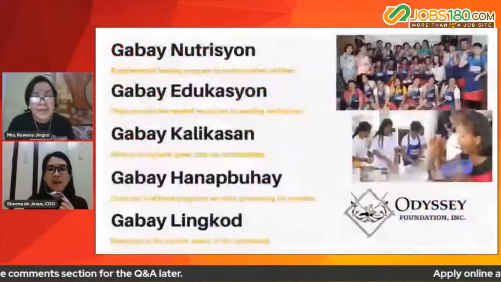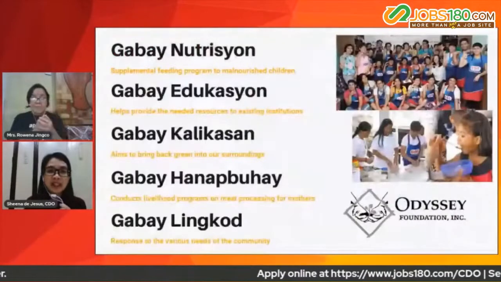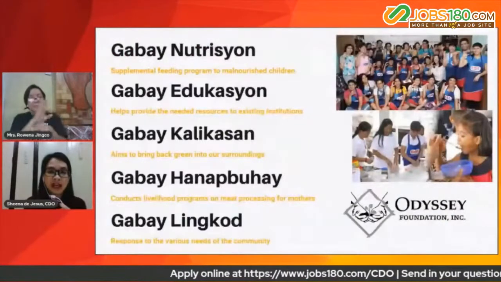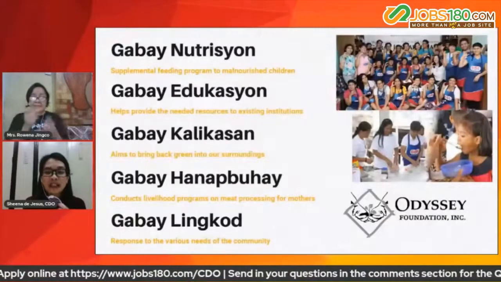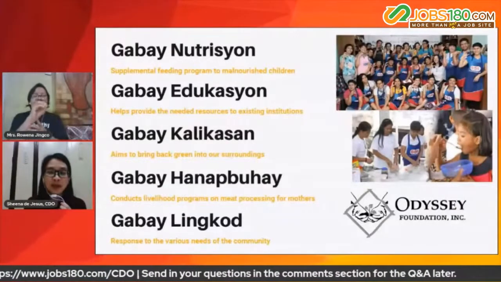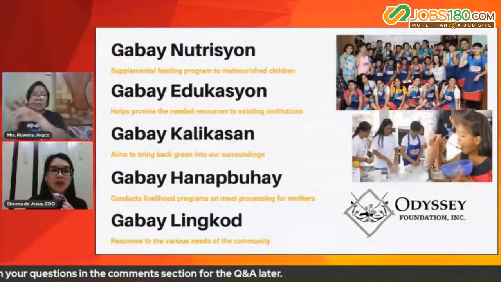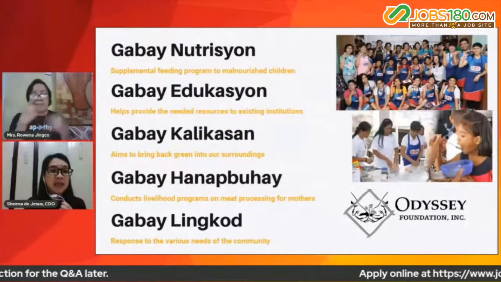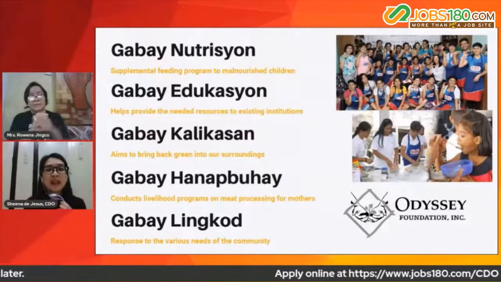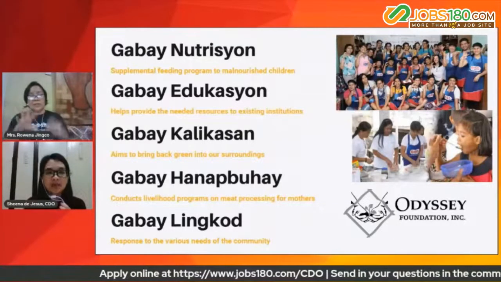So aside from the mainstream business of CDO, like the previous slide mentioned, we also have our Odyssey Foundation as our arm to reach out to other communities. The Odyssey Foundation is guided by 5 pillars. So one is Gabay Nutrition. It's a supplemental feeding program for malnourished children.